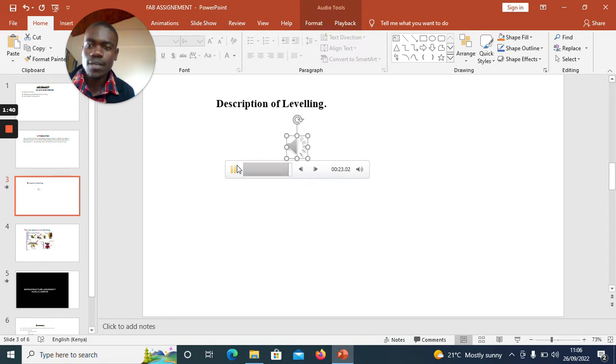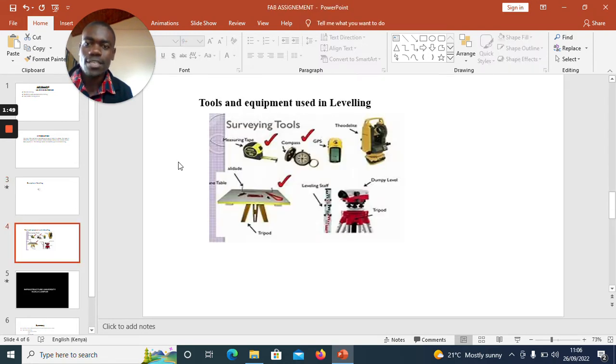Thank you. Now, I'm going to display a chart that shows the tools and equipment that are used in leveling. Some of them are the measuring tape. This is the measuring tape. We have got the theodolite. This is the theodolite. Some use the DMP level and total station. So we have the GPS, which is the global positioning system. We have the staff. We have the ranging rod, etc.